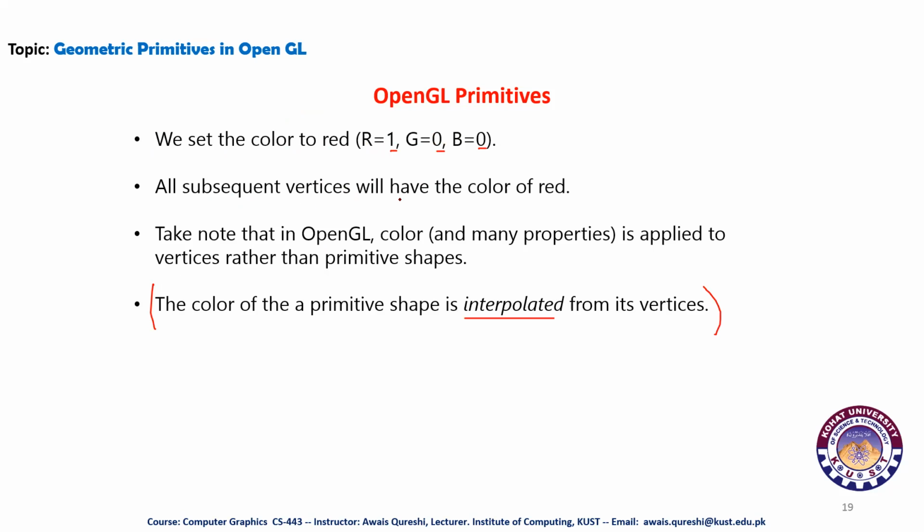All subsequent vertices will have the color red. And take note that an OpenGL color and many properties are applied to vertices rather than primitive shapes. The color of the primitive shape is interpolated from its vertices, automatically applying its color on the primitive shape.